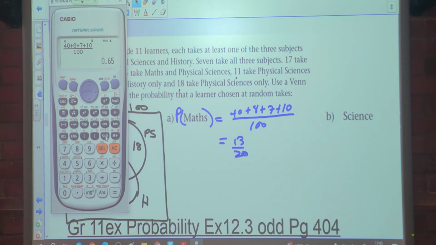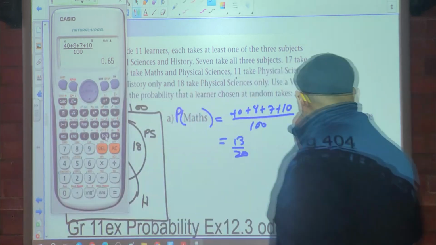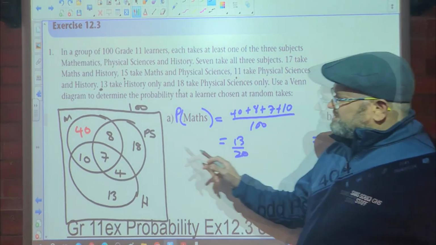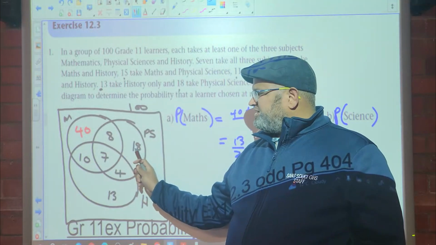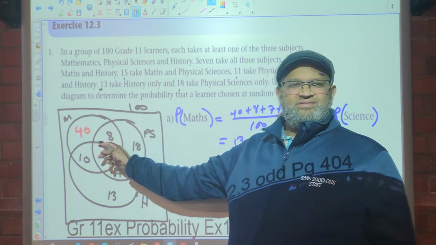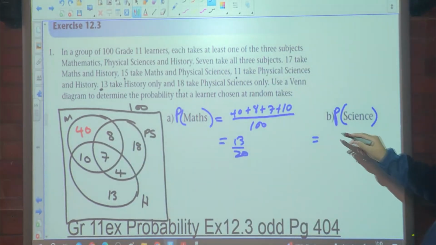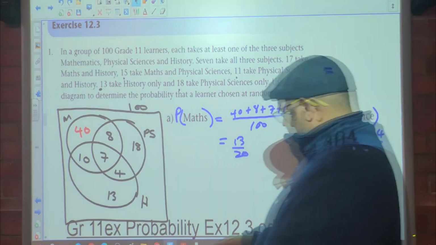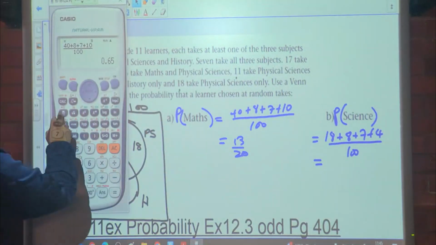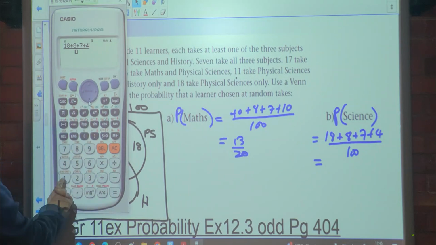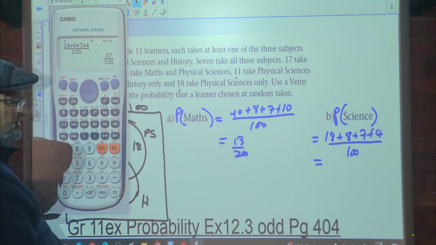You guys understand? Part B of the question says calculate the probability of the learner doing science. So, science, physical science, is going to be 8, 18, 4 and 7. Why? Because all that belongs to the set of science. So that's going to be 18 plus 8 plus 7 plus 4, and this is all over 100. That gives you 37 over 100.